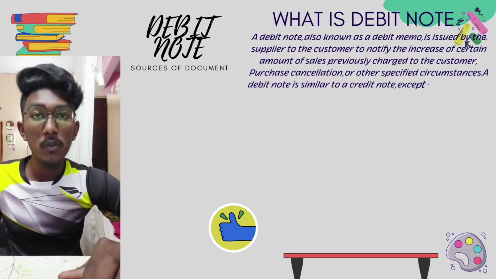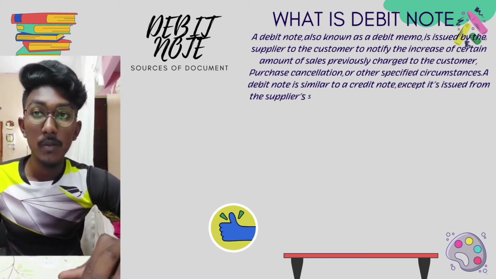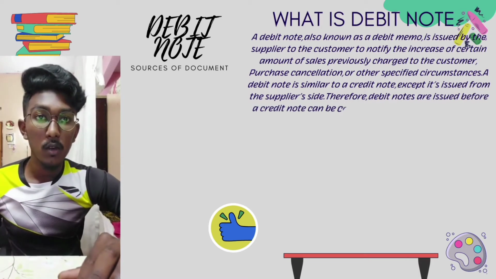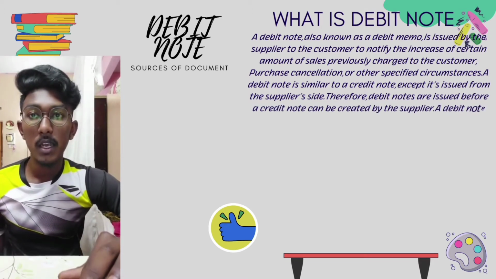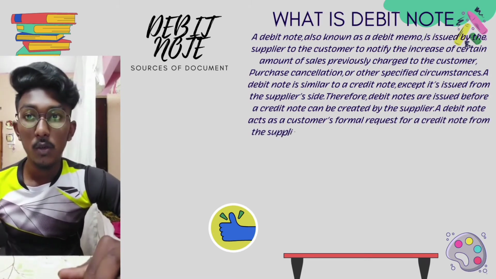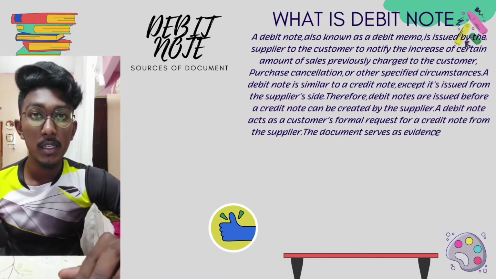Therefore, debit notes are issued before a credit note can be created by the supplier. A debit note acts as a customer's formal request for the credit note from the supplier. The document serves as evidence to support a purchase written in the accounting books of a customer. It is issued when the amount stated in the invoice has been understated.